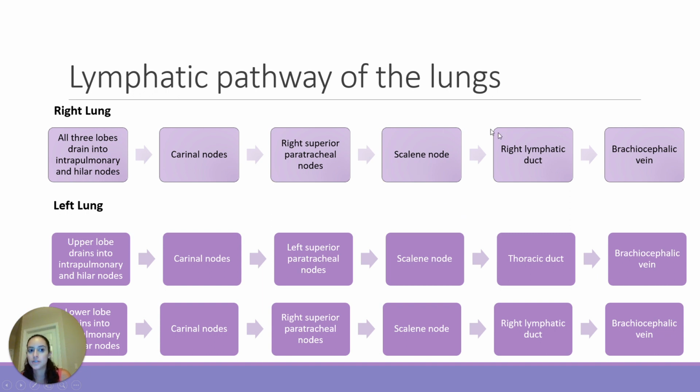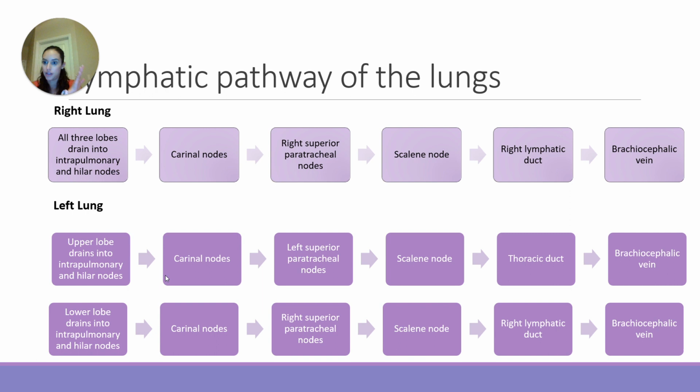Then from the scalene node, it'll jump into the right lymphatic duct, which, as we learned from our lymphatic system, week 2, the right lymphatic duct serves the right side, the right arm, the right head and neck. So that's where we're talking about the right lung. It drains into the right lymphatic duct and finally into the brachiocephalic vein. For the left lung, you have two options.